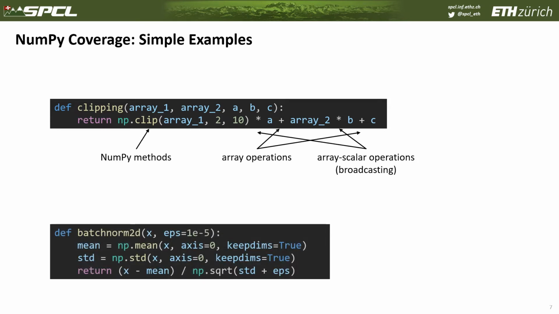Another example is this function that implements batch normalization. This is used in some of the micro-benchmarks related to machine learning. And we are testing for NumPy reduction support and specifically common keywords. For example, the axis keyword, which tells which axes we are going to reduce, and keepdims, which says whether we are going to remove the reduced dimensions or we are going to keep them with size 1.